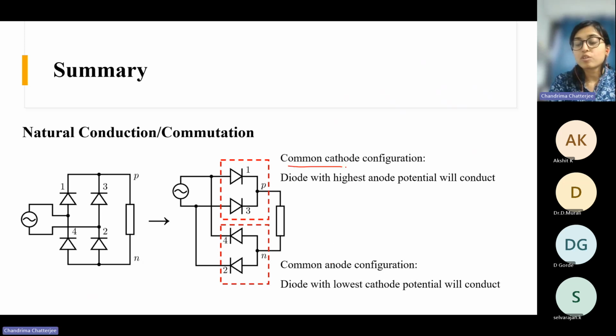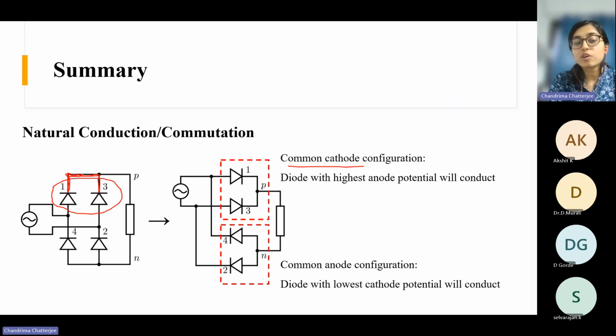Common cathode configuration means the cathodes of the two diodes are at the same potential, right? They are shorted. And common anode means the anodes are shorted, the anodes are at the same potential. So if you look at these two upside diodes, they are in common cathode configuration, right? Their cathodes are connected.